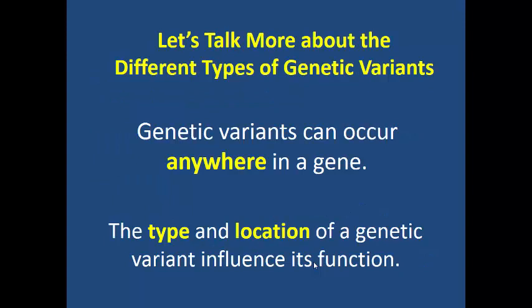So let's delve a little bit deeper and talk more about the different types of genetic variants and how they're functionally significant and potentially could give rise to different phenotypes. First off, I think really important is that genetic variants can occur anywhere in a gene. They can occur in the promoter, an exon, an intron, an exon splice junction, the 3' untranslated region. And oftentimes the type of variant and its location in DNA influence its function.